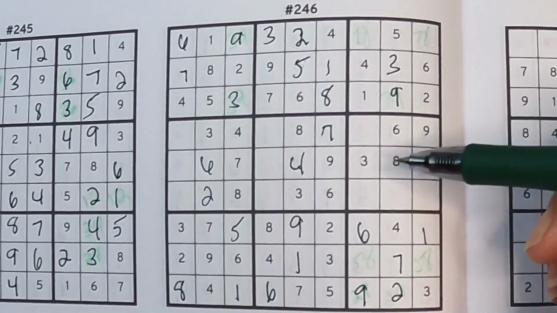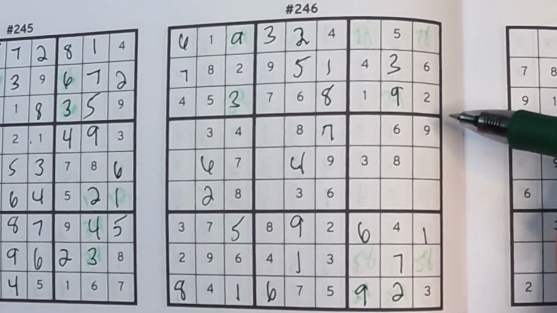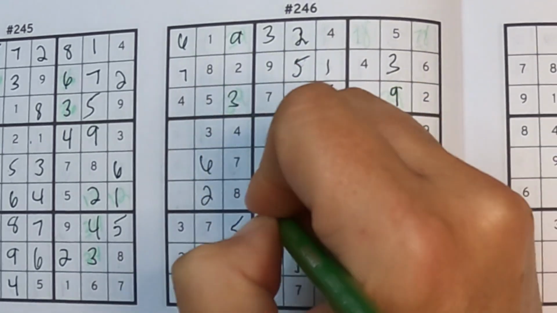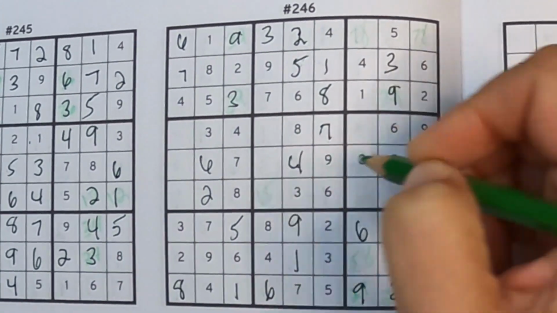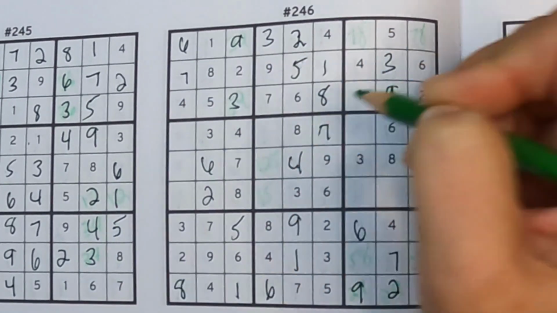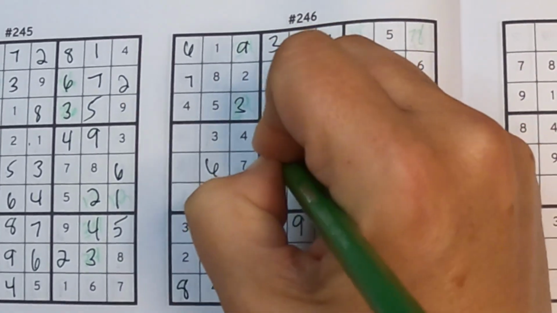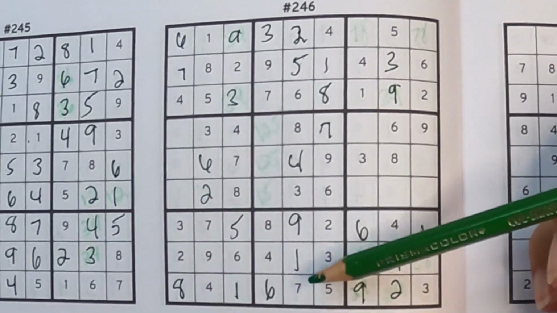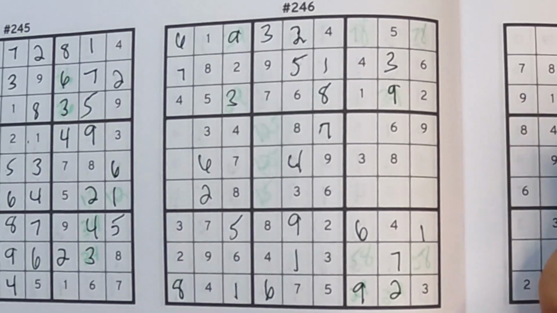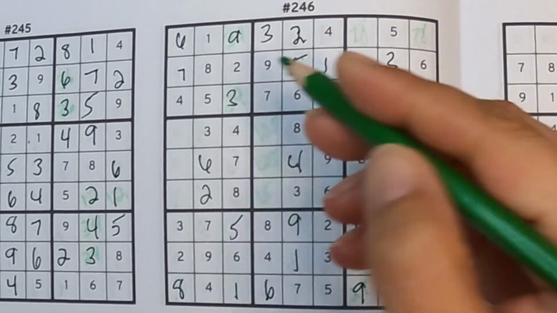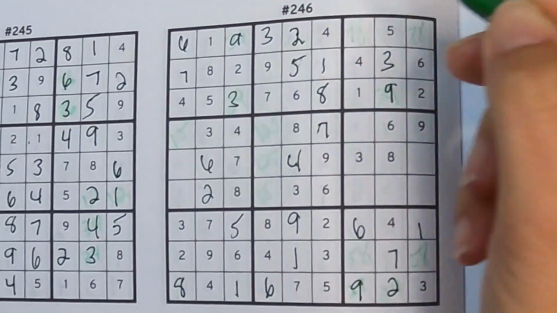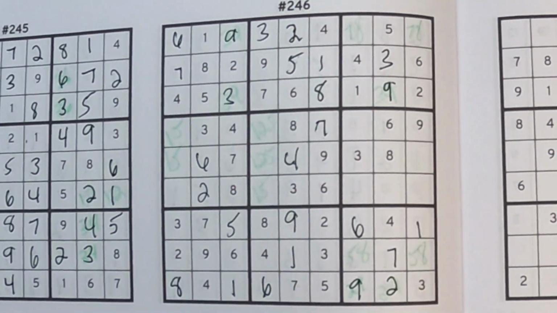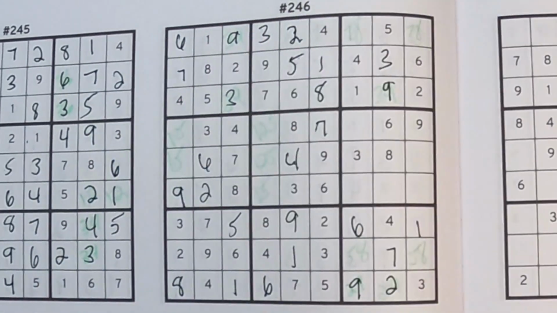For this box now, we're missing 1, 2, and 5. We've got a 2 here, so 1, 5, no help here, 1, 2, 5, and no help here, 1, 2, 5. For this box, we're missing 1, 5, and 9. We've got a 9 here, so 1, 5, 9 here, so 1, 5. That means that our 9 has to be here.